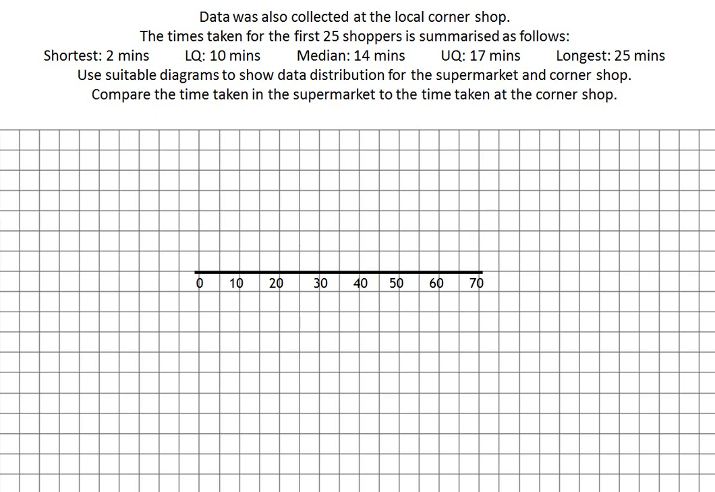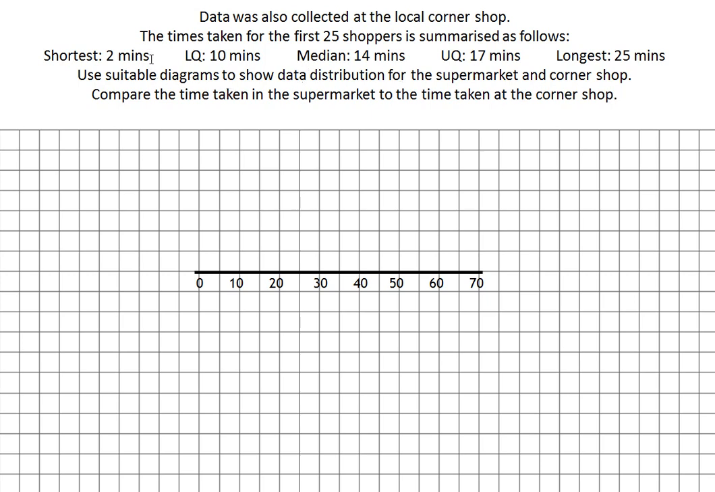Okay, we're going to do the second part of this question. We've got some data that was collected at the local corner shop. The time taken for the first 25 shoppers again is summarised as follows. The shortest is 2 minutes, the lower quartile is 10 minutes, the median's 14, upper quartile's 17, and the longest is 25 minutes. Now, it says use suitable diagrams to show the data distribution and compare the two.